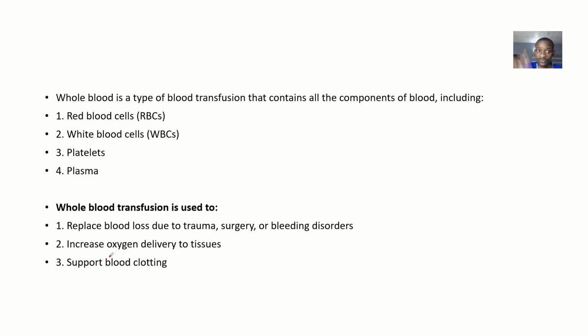Okay, so we say that whole blood is a type of blood transfusion that contains all components of blood. These components include red blood cells, white blood cells, platelets, and plasma. Now, whole blood transfusion is used to replace blood loss due to trauma, surgery, or bleeding disorders. It can also increase oxygen delivery to tissues. It can support blood clotting.